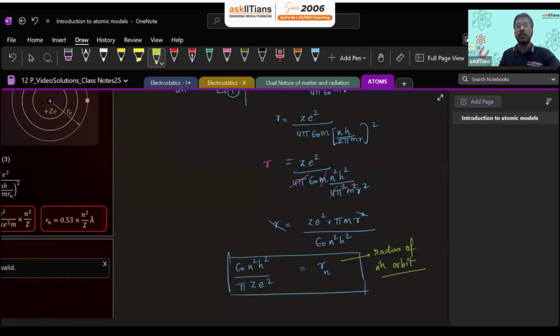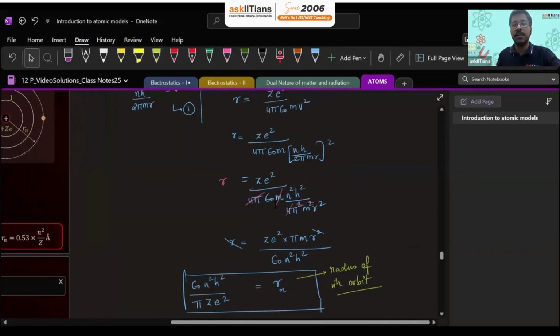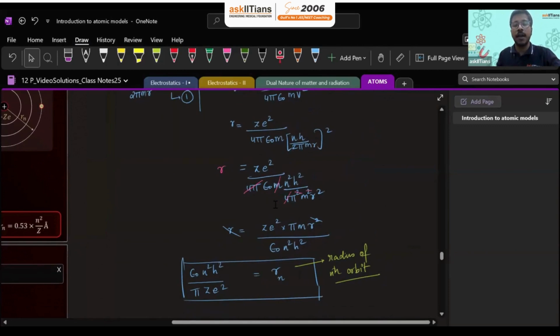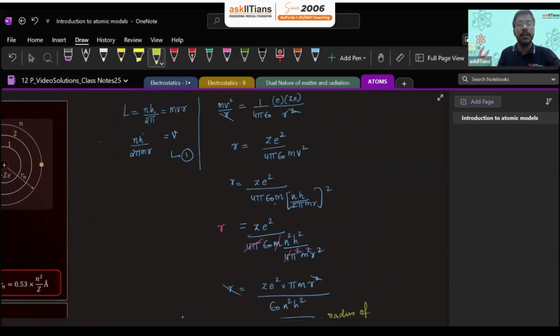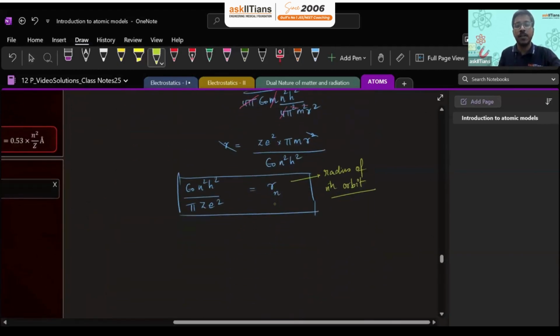Radius of nth orbit. Now we had an expression for velocity where we can substitute this r and we can get the value of velocity as well. The velocity is equal to nh by 2 pi mr. Velocity of the electron in the nth orbit is nh by 2 pi mr.